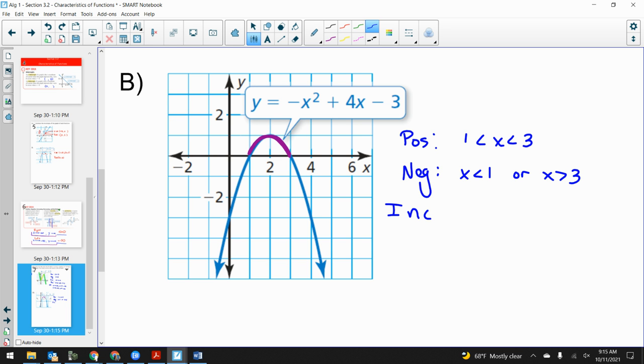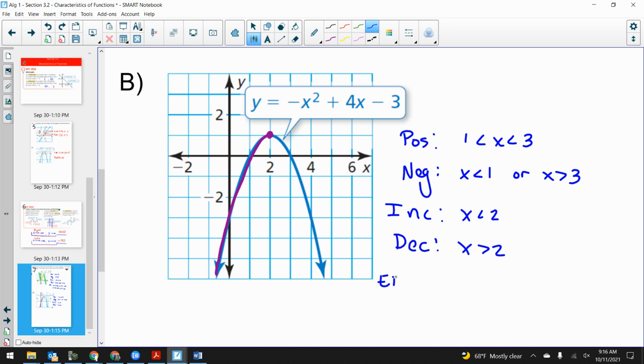Okay, so let's see increasing or decreasing. Let me erase this, and I'm going to say, okay, up the roller coaster, up to here. That's when I meet my peak, right? So everything to the left of 2 is increasing. Everything bigger than 2, decreasing. So x is greater than 2 for my decreasing.